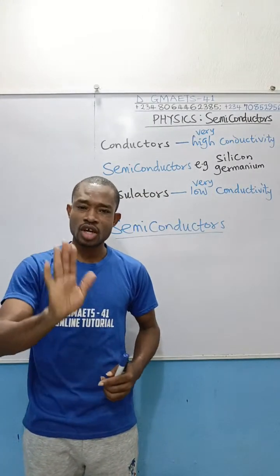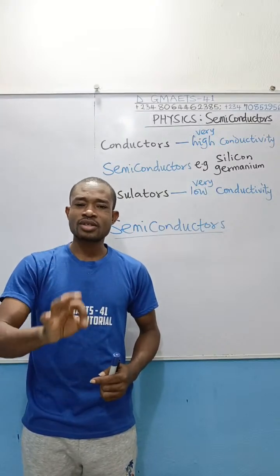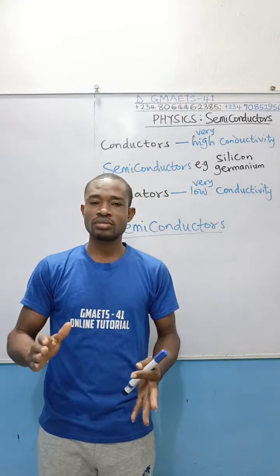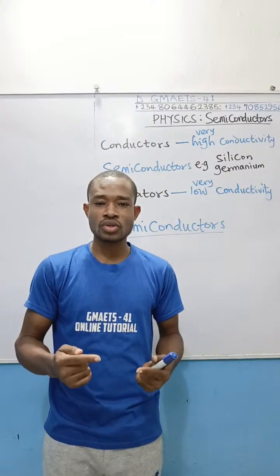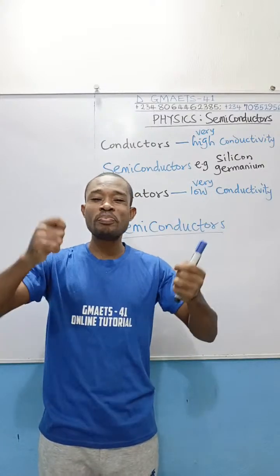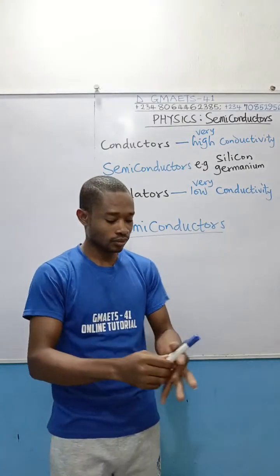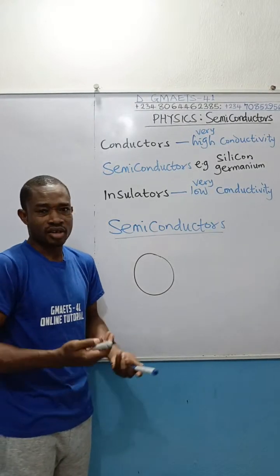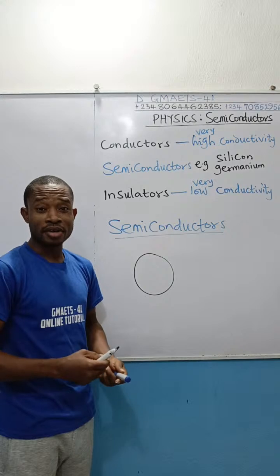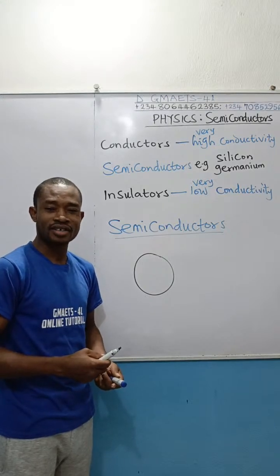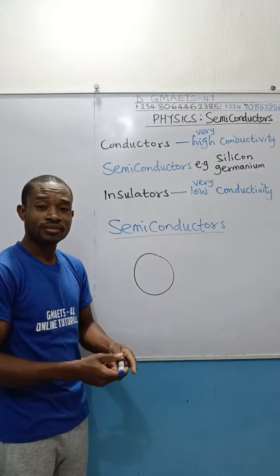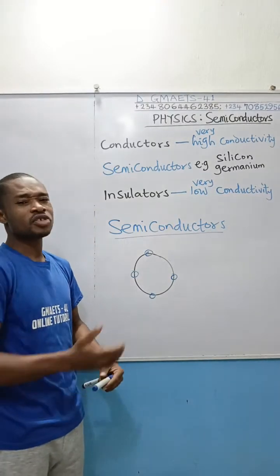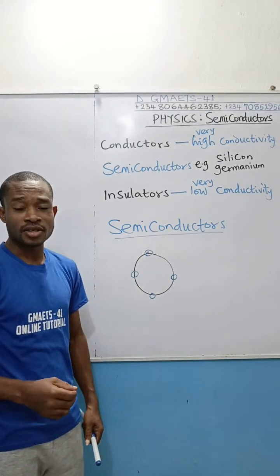Normally, semiconductors exist in nature. Take note of that. They exist in nature with their electrons firmly held bound to the nucleus. Let's assume that this is an atom of a semiconductor, say silicon or germanium. Silicon and germanium are tetravalent. They have 4 electrons in their outermost shell. So let us have 1, 2, 3, and 4. Let this represent the atom of either silicon or germanium.